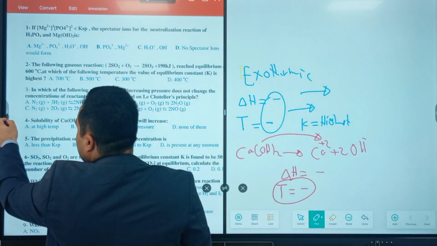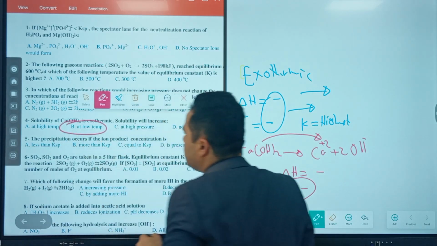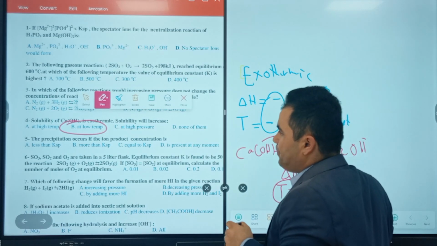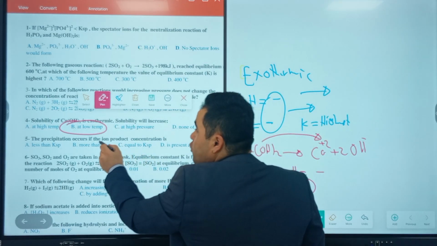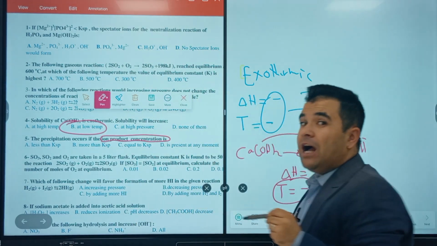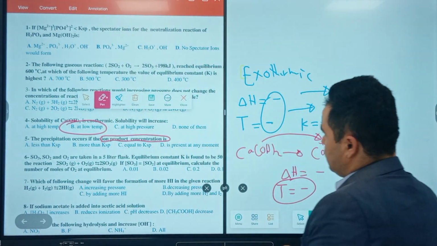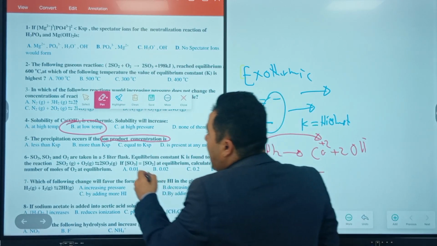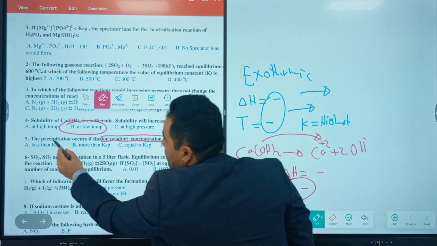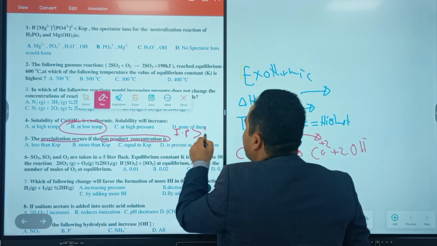Let us solve. At low temperature, the solubility of calcium hydroxide increases. The precipitation occurs if the ion product concentration is IP. Ion product concentration means IP or QSP, we can use it as well. Guys, for this, if a precipitation occurs, IP must be higher than the KSP.